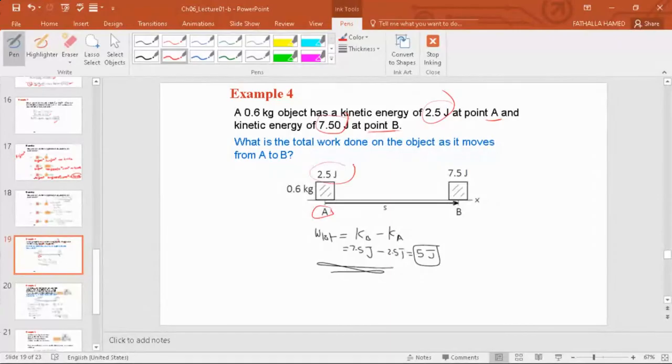So at A, that's the kinetic energy. At B, that's the kinetic energy. The work done should equal K2 minus K1, or K final minus K initial, which is KB, the kinetic energy at point B, minus KA, the kinetic energy at point A: 7.5 joules minus 2.5 joules, and that gives you 5 joules.